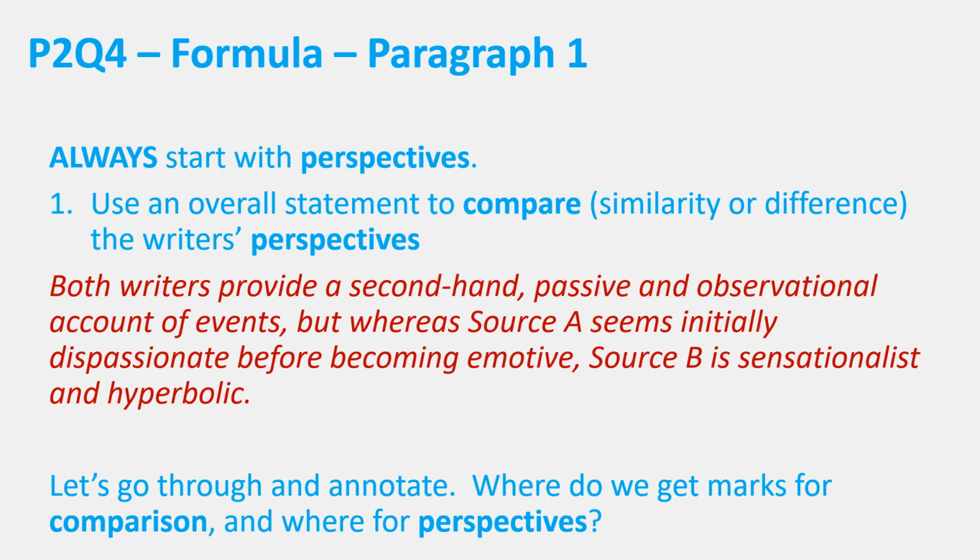It's also a great first paragraph though, because as well as a similarity, this student highlights some differences. But whereas source A seems initially dispassionate before becoming emotive, so there we've got a sense of the psychological perspective of the writer, source B is sensationalist and hyperbolic, meaning they exaggerate. So great first paragraph here. Something about the physical perspective or position from which the writers write, and that's a similarity, and then a difference, which is the psychological position of the two writers.